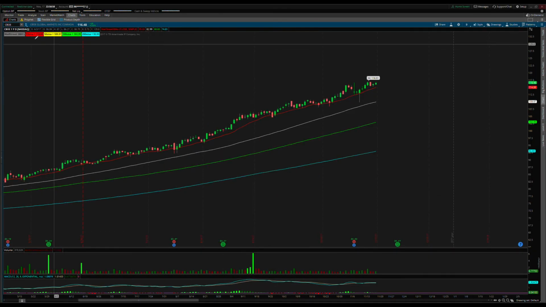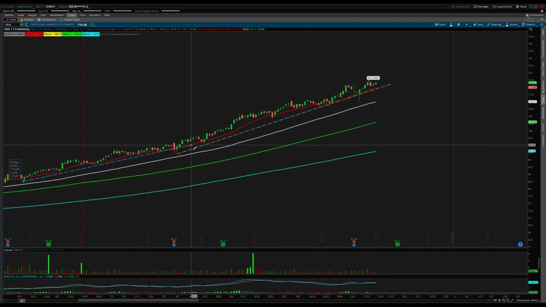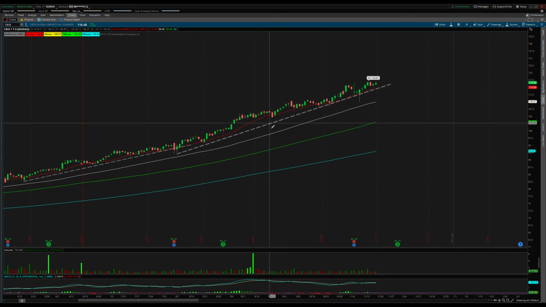Alright, so this is CBOE Global Markets. This is going to be the play of the next few months. Easy play. As you can see, the trend here, it's been making this nice uptrend. Nice, beautiful uptrend right here. It's just churning up nicely.